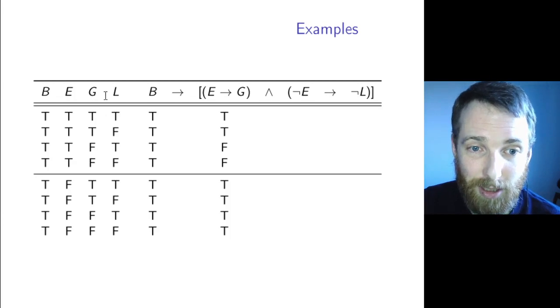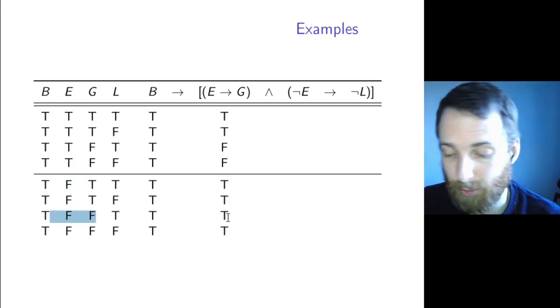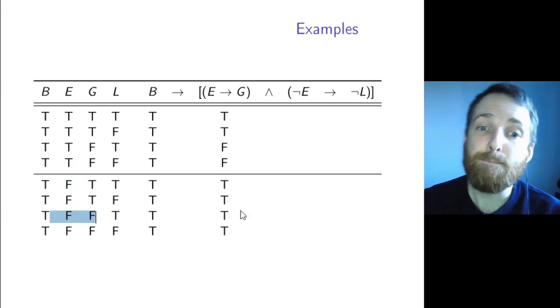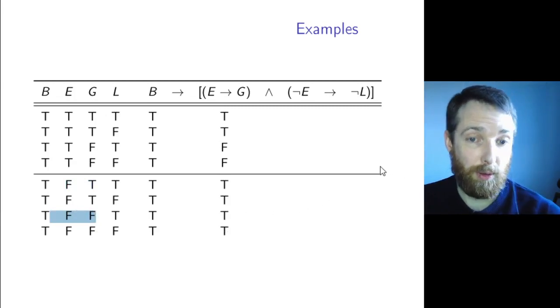E arrow G, I'm just looking at these two things and applying the arrow rule, where true arrow true is true, true arrow false is false, same here. False arrow true is true, false arrow false is true. So we get this column of values. Okay, you might be comfortable for yourself.